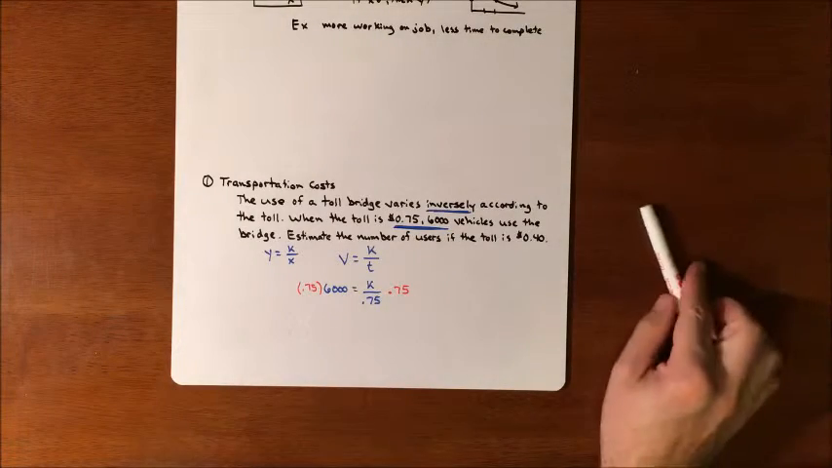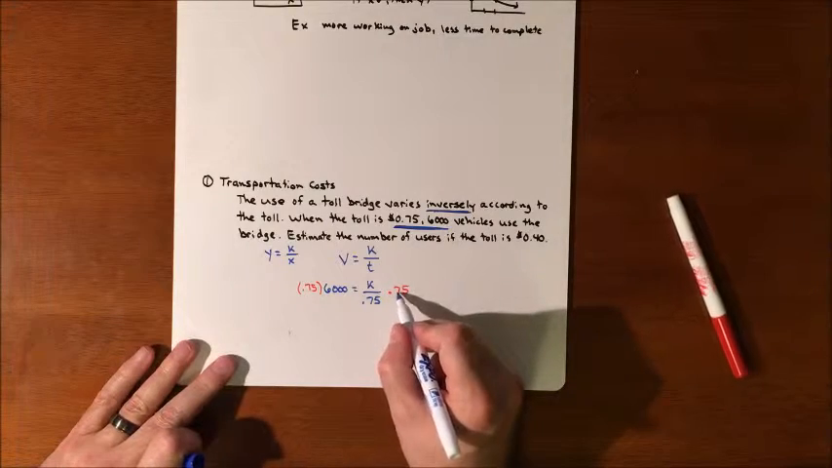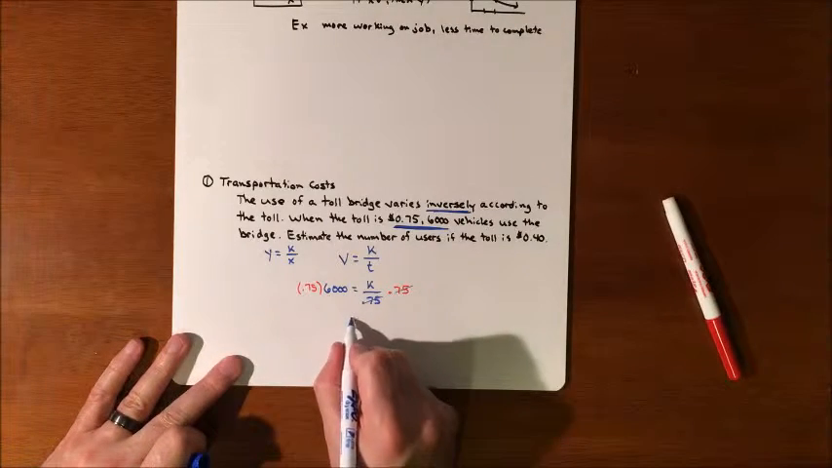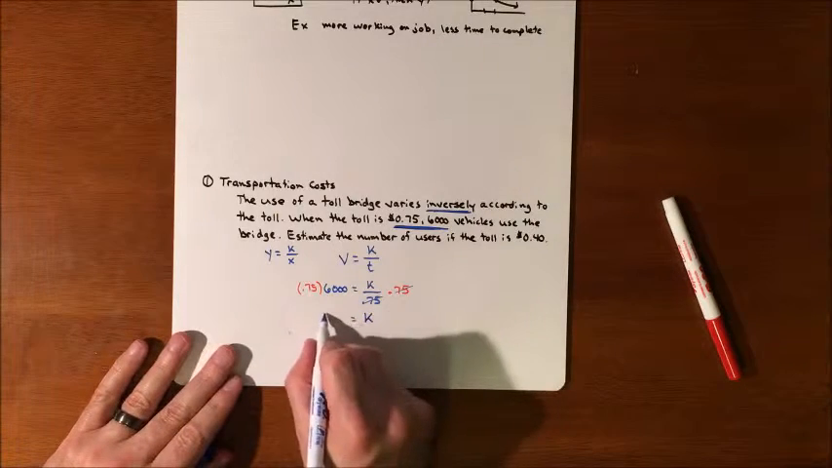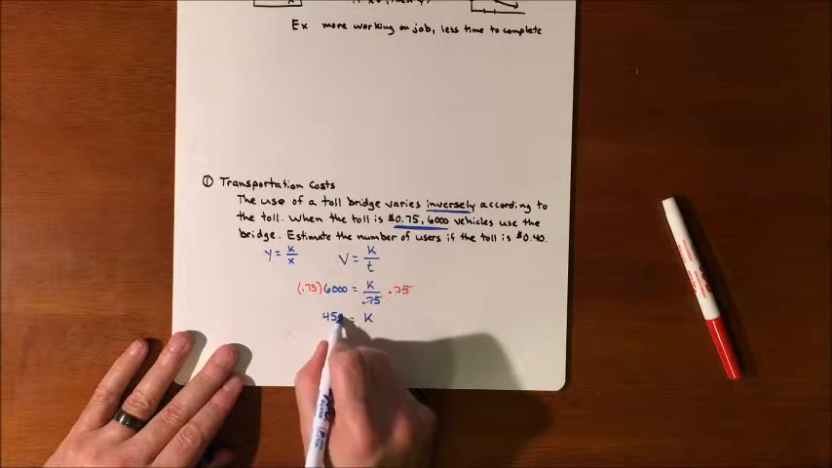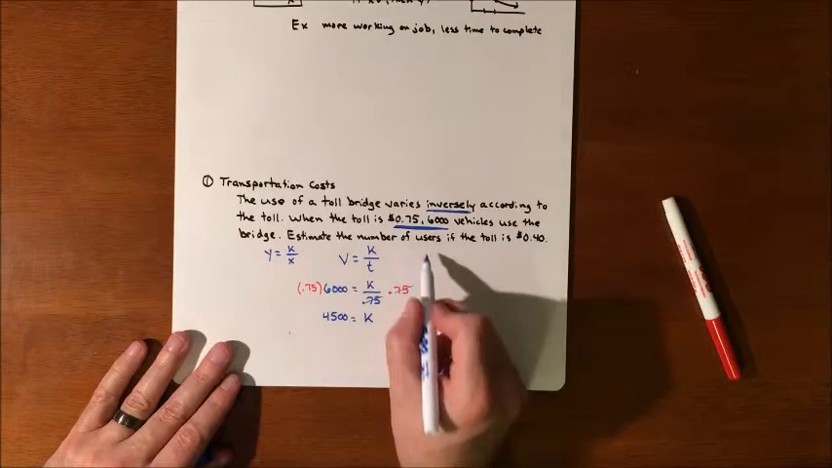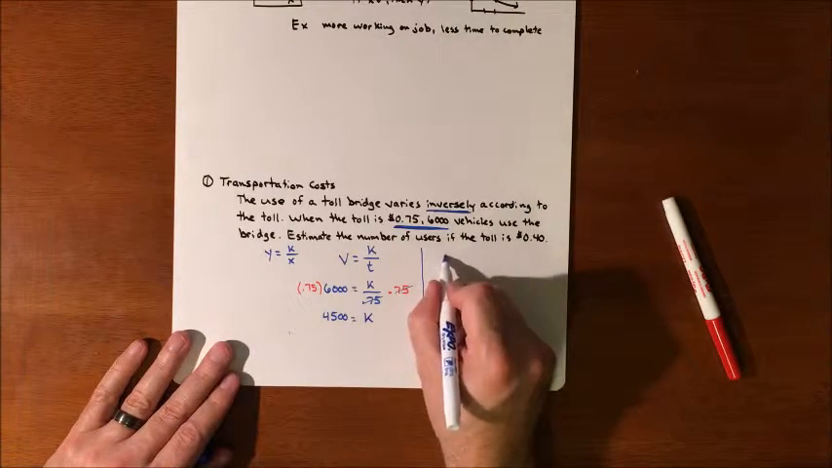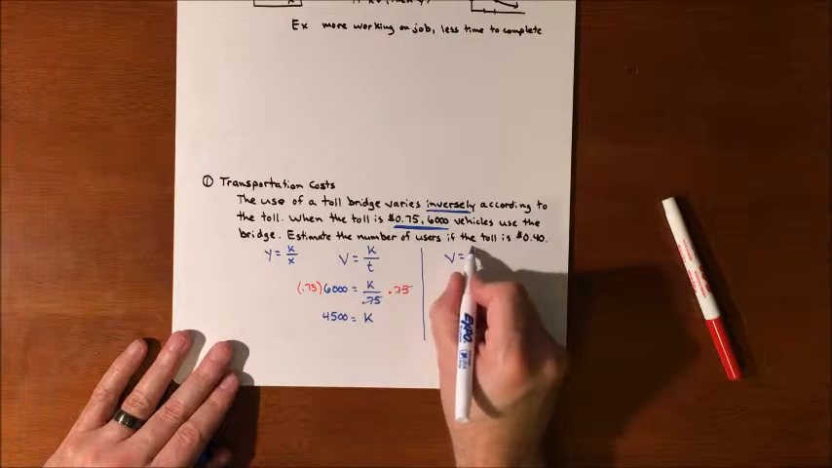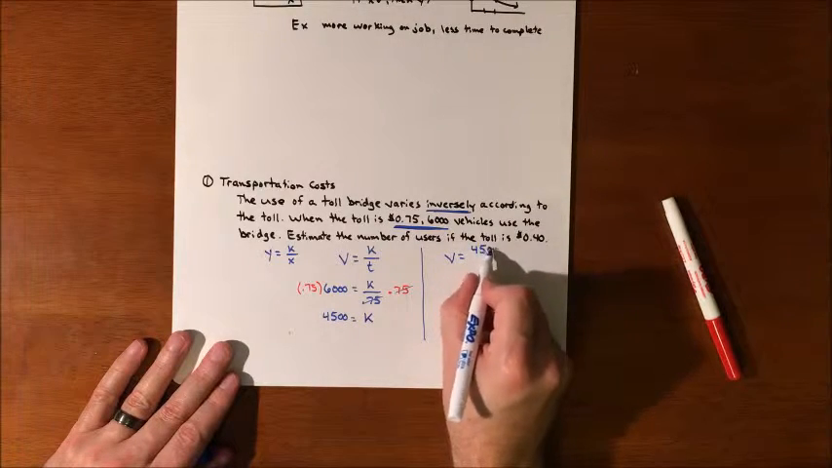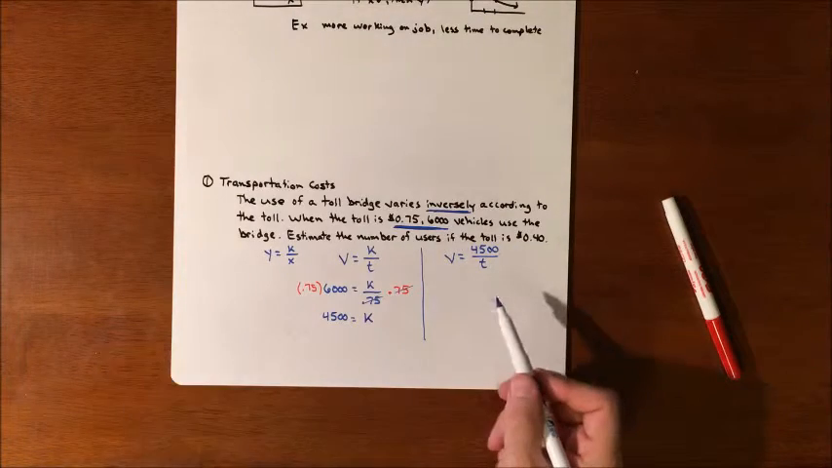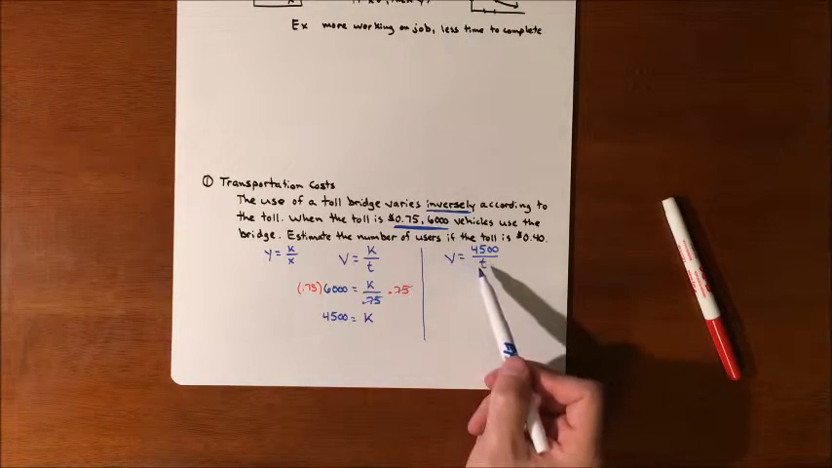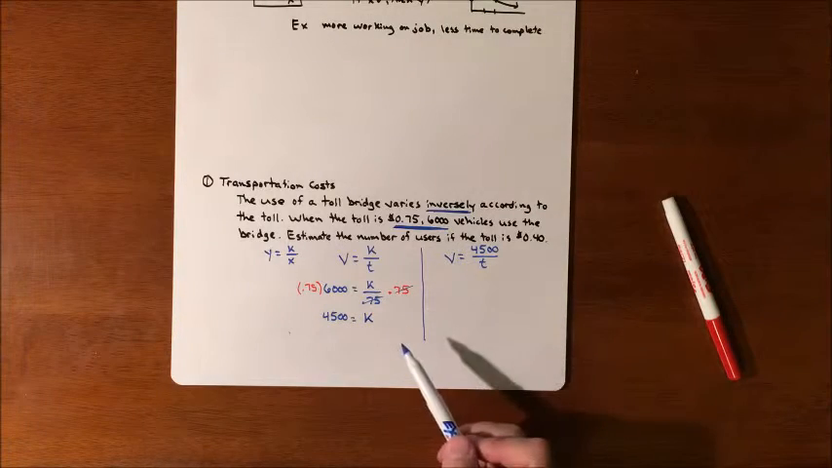All right, so if we do that, values on the left or on the right are going to cancel, and we're going to have our constant is going to equal 4,500. All right, so now we can go back to our original equation, and now we have a value for our k. So now they can talk about any situation. They give us vehicles, we can find the toll, they can give us the toll, and we can find the vehicles. So it just depends on what the question is that they're looking for.